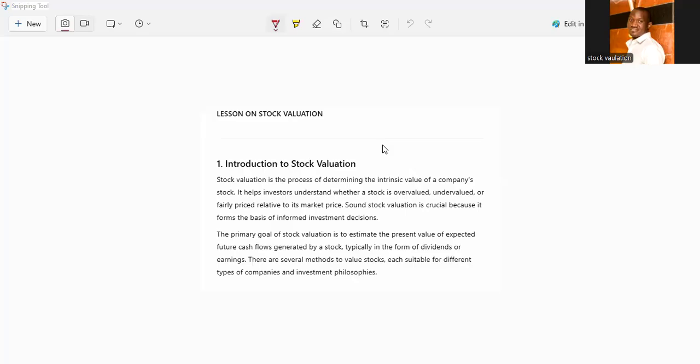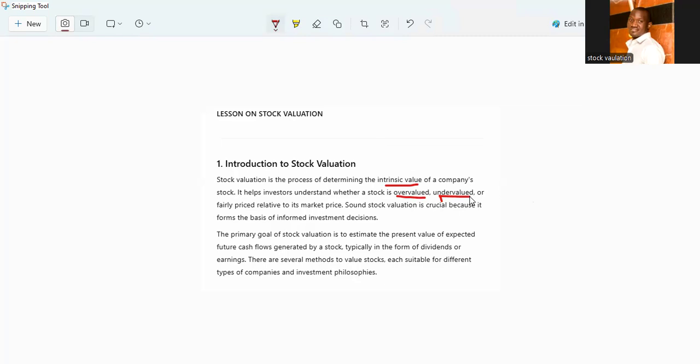Our lesson on stock valuation. To start with, stock valuation is simply the process of determining the intrinsic value of a company's stock. It helps investors to understand whether the stock has been overvalued or undervalued, or is fairly priced relative to, of course, the market price.